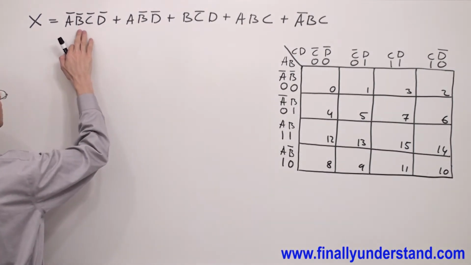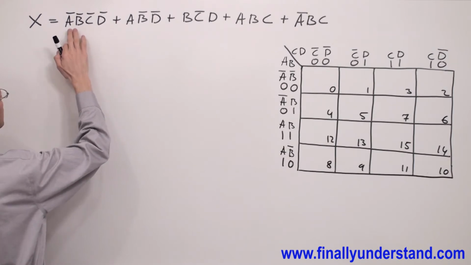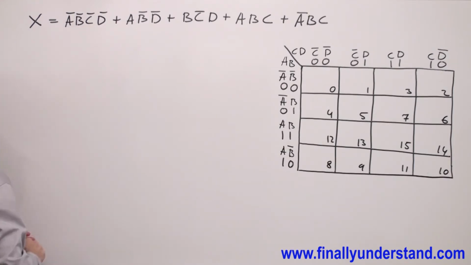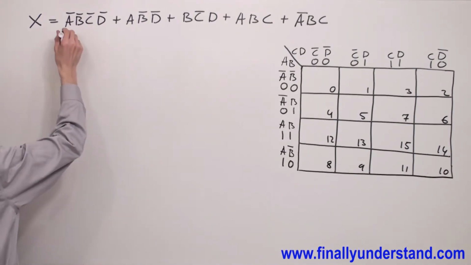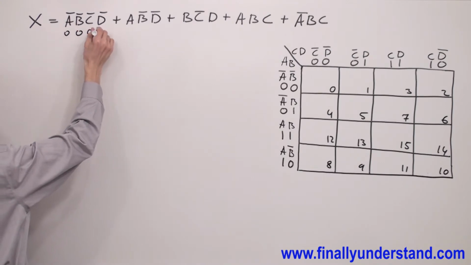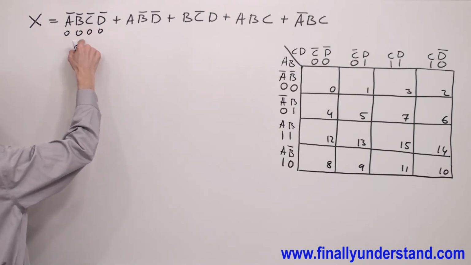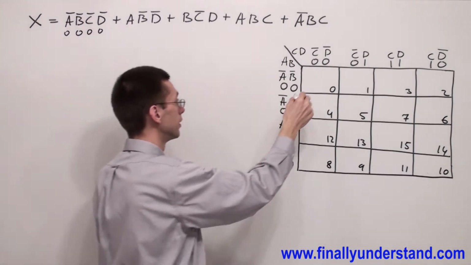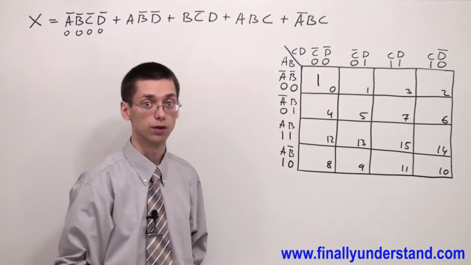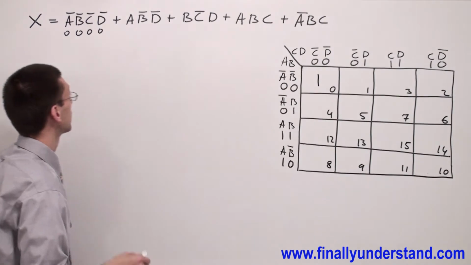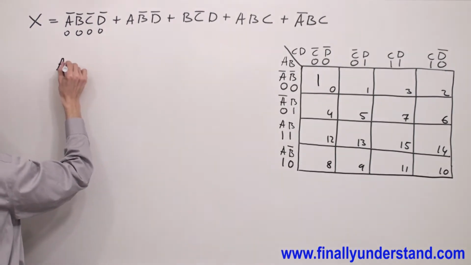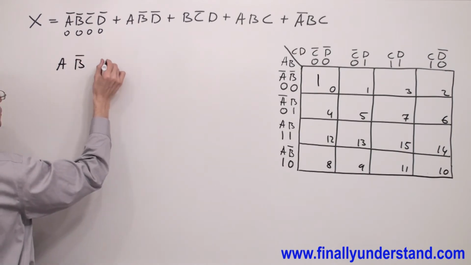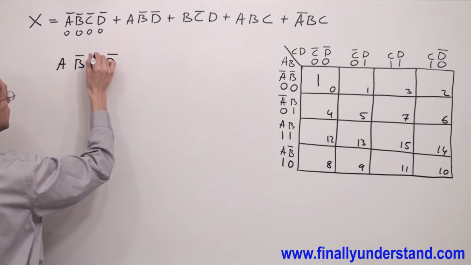Now, let's concentrate on the first one. Remember, anytime we have a negation bar above the variable, that variable represents 0. So I'm going to have over here 0, 0, 0, 0, which means this term represents 1 in cell 0. Let's take a look at the next one. I have A, B naught, D naught. I'm missing C.